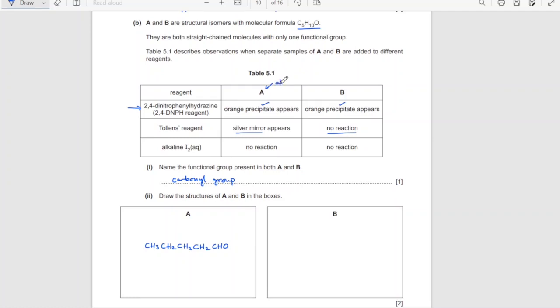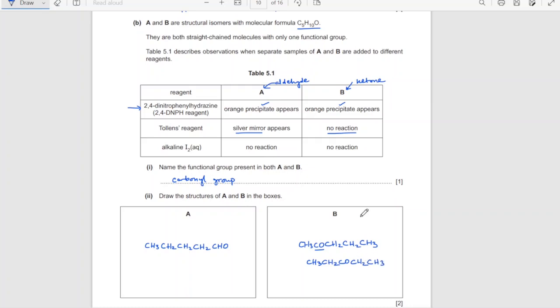Now, when it comes to compound B, there's no reaction with Tollens reagent, so it must be a ketone. We knew A was an aldehyde because of the positive result with Tollens reagent, but B has to be a ketone. Now, we have two possible options for the ketone. We have CH3, CO, CH2, CH2, CH3. This could be pentan-2-one, with the C=O on the second carbon atom. Or we could have pentan-3-one, where the C=O is right in the middle of the structure.